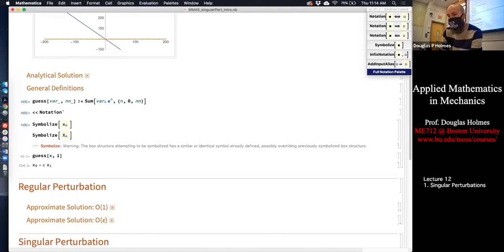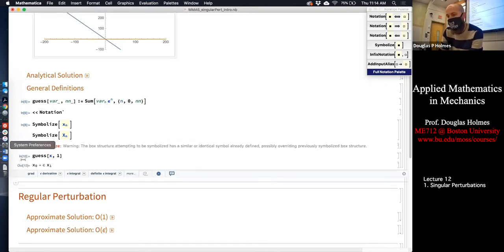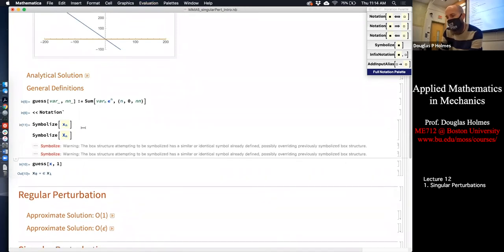And just to remind you, if I write guess x comma 1, so that's the first order, I get x naught plus epsilon times x sub 1. So this is all fine. This should be the same stuff you've done before.